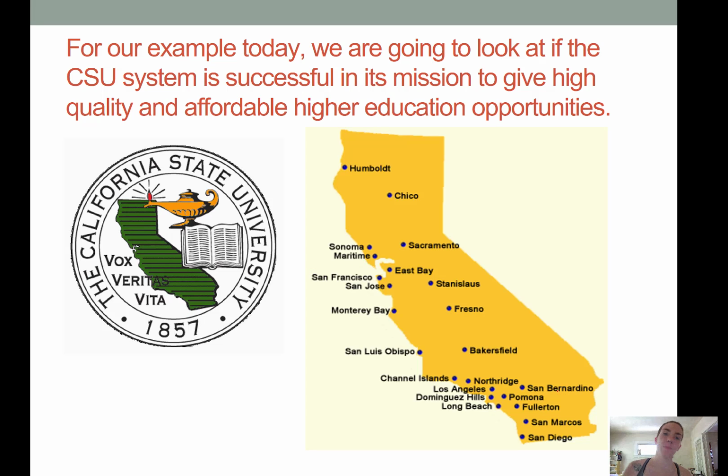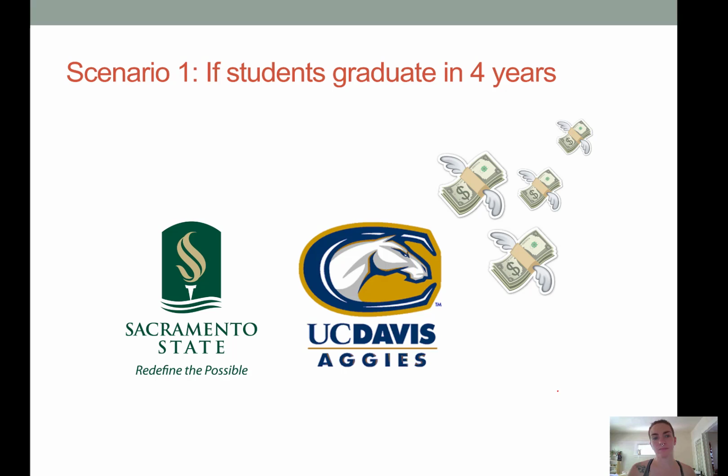And this example will look at whether the CSU system is successful in its mission to offer a high quality of education at an affordable rate. And we're just going to look at if students graduate in 4 years first. Let's just look at some figures if students graduate in 4 years.